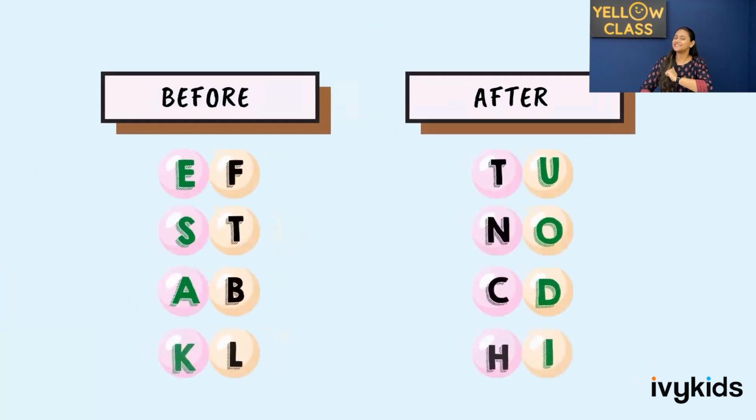Here are the answers. So what comes before F? That is E. S comes before T. A comes before B. K comes before L. U comes after T. O comes after N. D comes after C. And I comes after H.